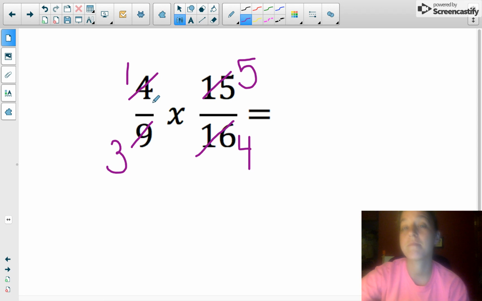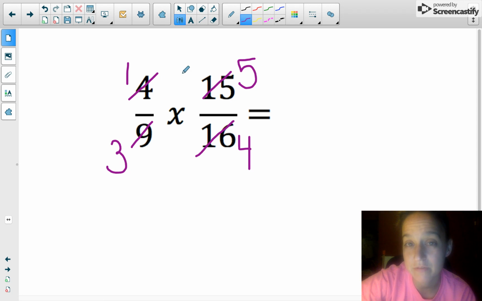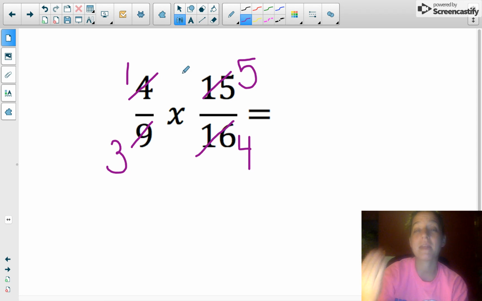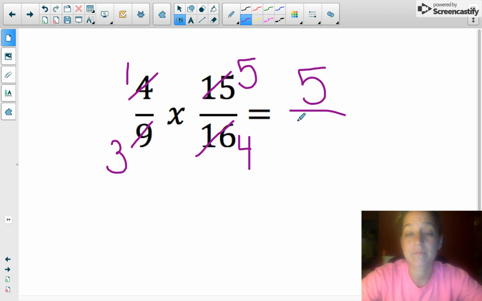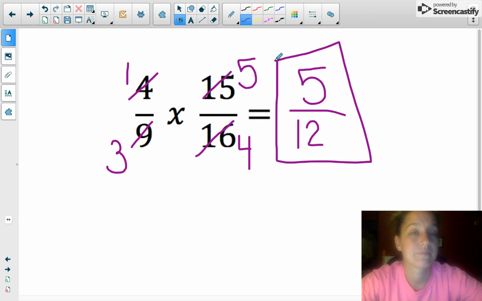So then I go ahead and I multiply across. So I do 1 times 5. Notice I didn't do anything with the 4, anything with the 15, because I've already crossed them off and I made them new numbers by simplifying. So 1 times 5 is 5. And 3 times 4 is 12. So my answer turns out to be 5/12. And that's the reminder of what we talked about yesterday with the simplifying before you multiply.